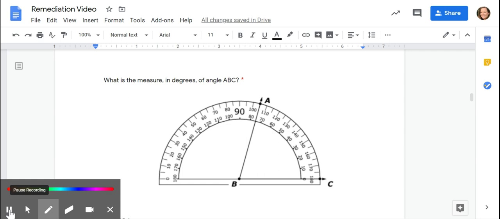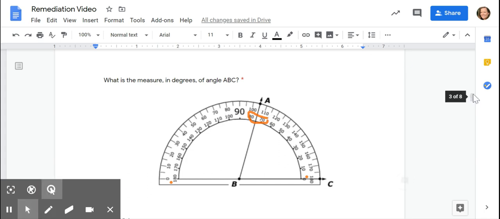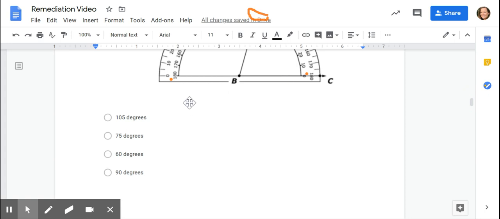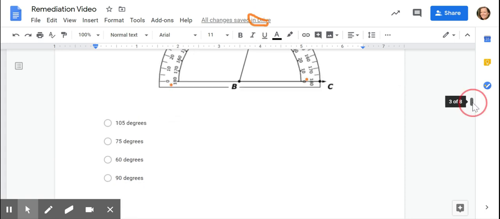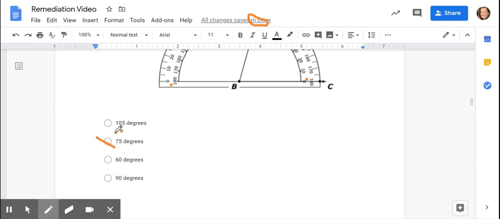The next question, which is, what is the measure in degrees of angle ABC? Well, angle ABC is open on the right side, which means we use the inner scale, which is these inside set of numbers. So if we follow this ray BA, up through the measurement, we can see it falls between 70 and 80. Which means I would accept really any answer that falls between 70 and 80, but let's look at the options. So it looks to be a little bit more than 70 degrees, but less than 80 degrees. And the only answer that falls in that window is 75 degrees, which actually is right between 70 and 80.